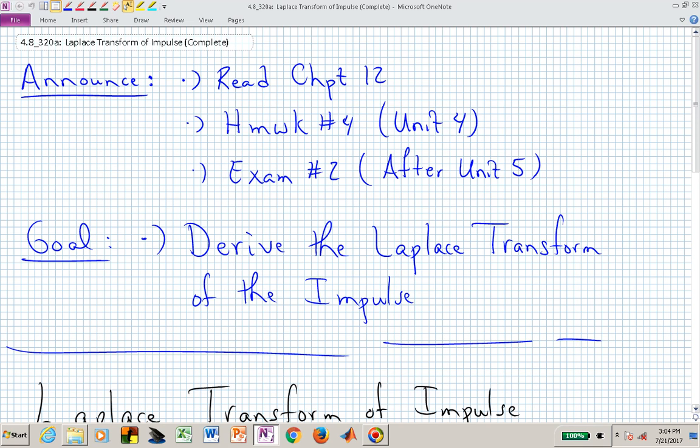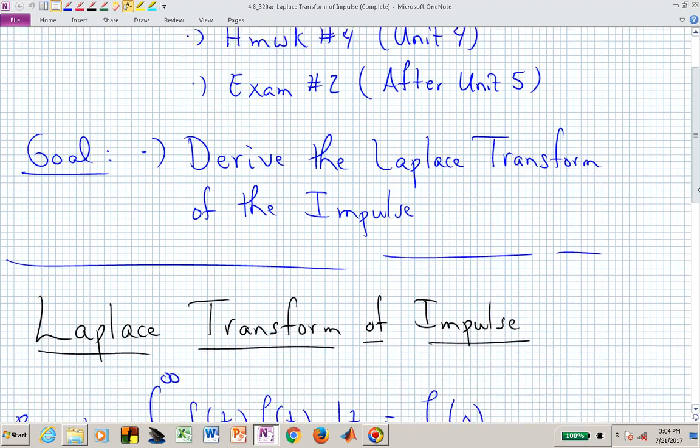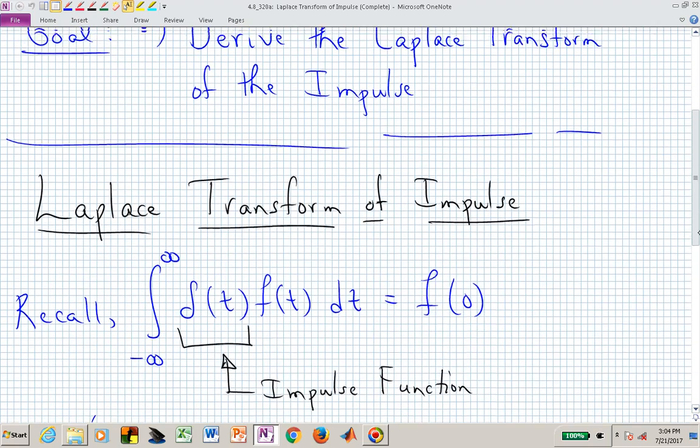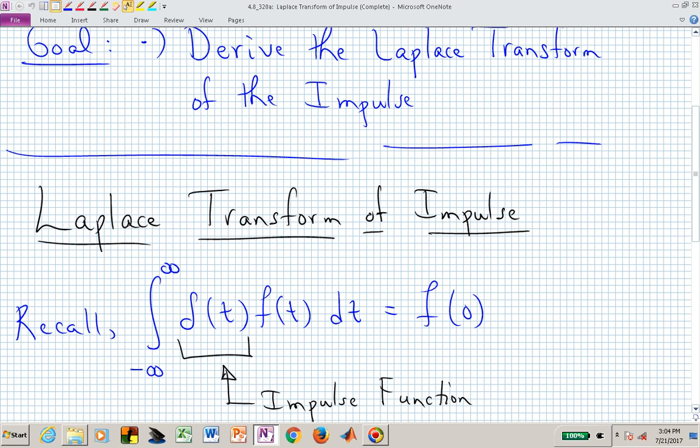In this very short video, what I want to do is just illustrate or derive the Laplace transform of the impulse, and it really is quite straightforward once we recall what the impulse function does when it's inside the argument of an integral. If we remember what's happening with an impulse, that's just an infinitely tall, infinitesimally narrow function. It's not really a function, but we call it a function.